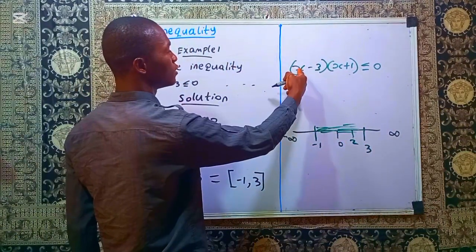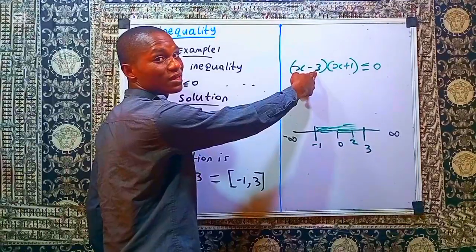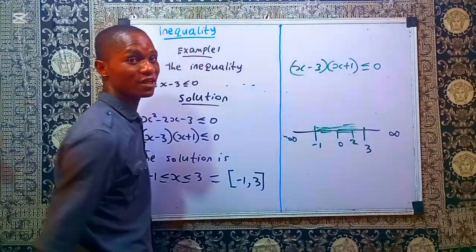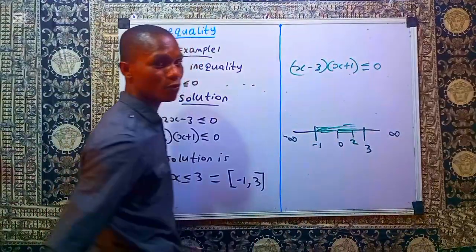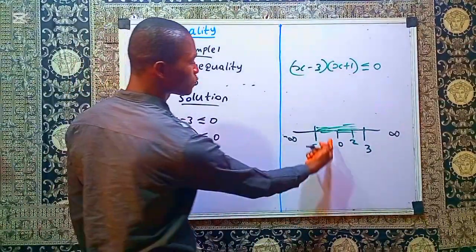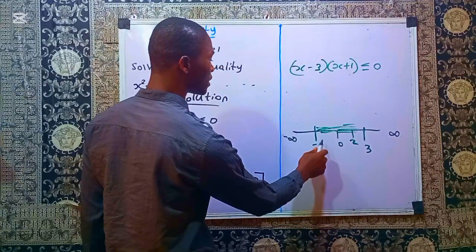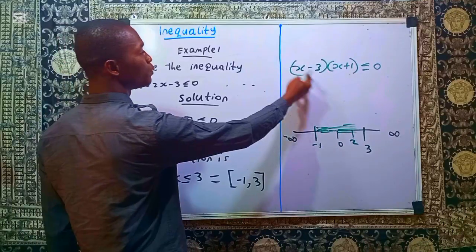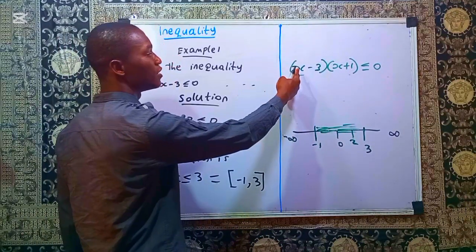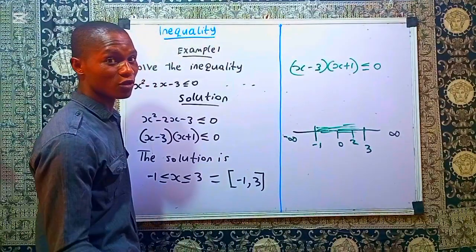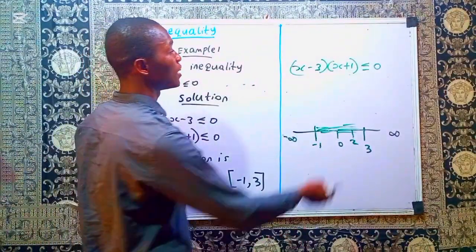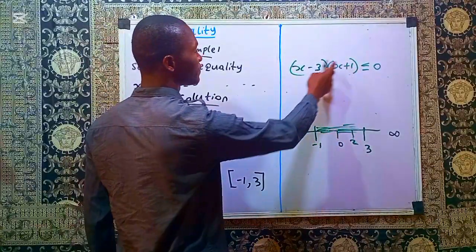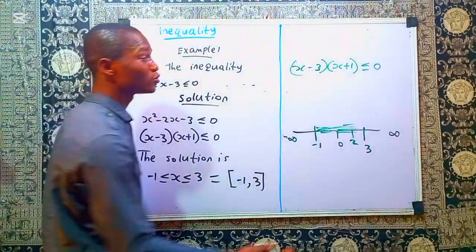If I put 2 here, 2 minus 3 is minus 1, right? And if you put 2 here, 2 plus 1 is 3. So minus 1 times 3 will be minus 3, which is obviously less than 0, which is true. If you come to this side, if you pick a number between minus 1 and 0, let me say minus half, you are going to have minus half minus 3, which will be a negative number. And minus half plus 1 is positive half. Positive half times a negative number gives a negative number, which is less than 0.